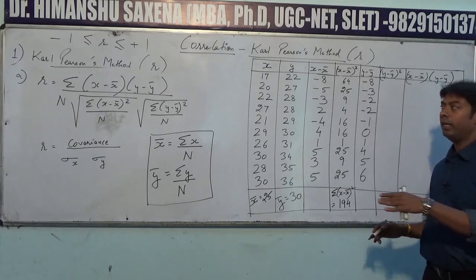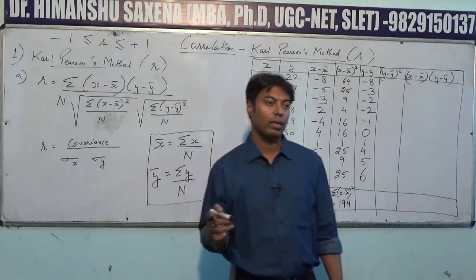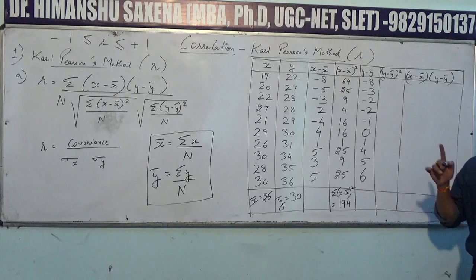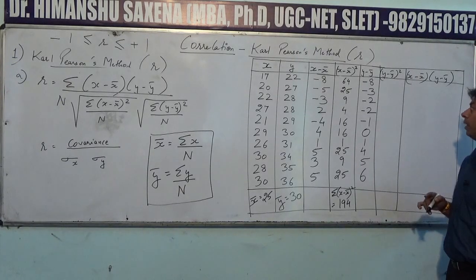So we will calculate y minus y bar in exactly the same fashion as we calculated x minus x bar. Now we are going to find out the value of y minus y bar whole square.